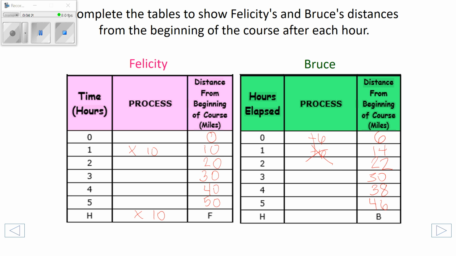So let's go and let's ask some questions, okay? This is where we can't find it in, so we need to go to the outside. So we're going to look to see if Bruce and Felicity have a constant rate of change.